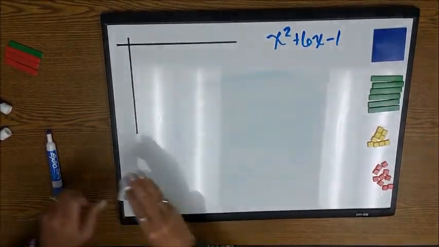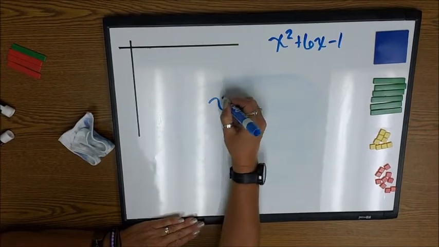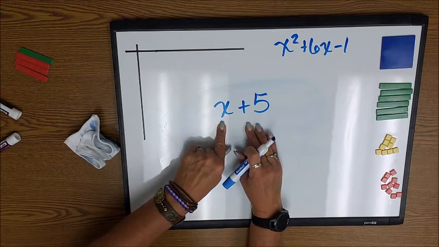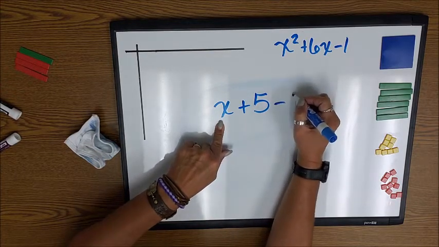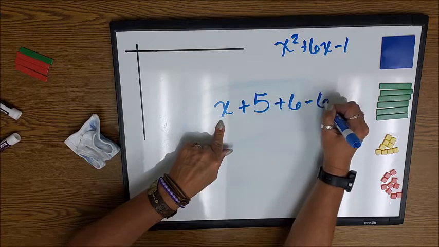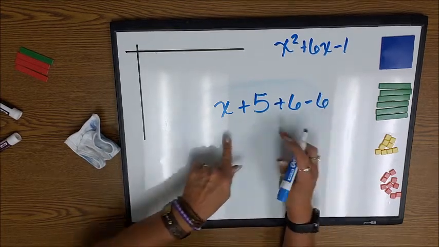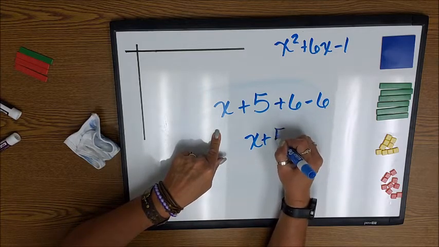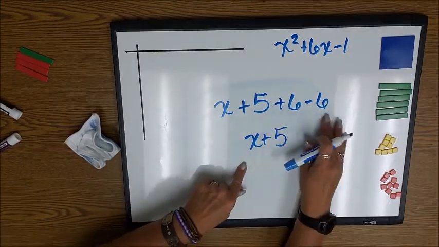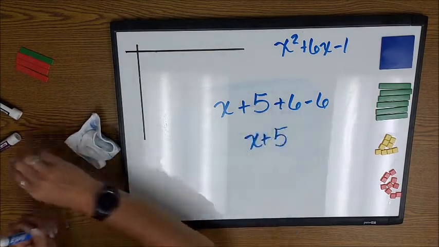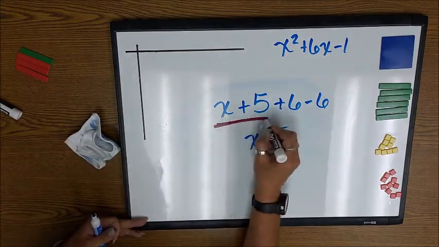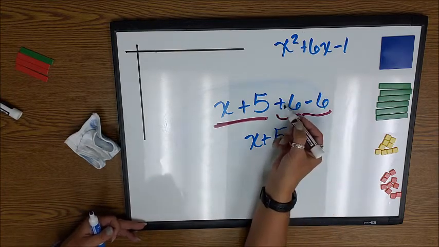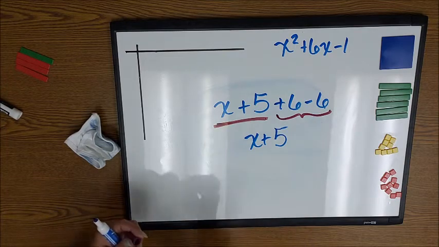The same with work. If I have a binomial, if I have x plus 5, well, I can still add 6 and subtract 6. These give me 0, so I still end up with x plus 5 because these are going to cancel out. So it doesn't matter what I'm doing to this part as long as I'm working in pairs, a positive and a negative of the same value.